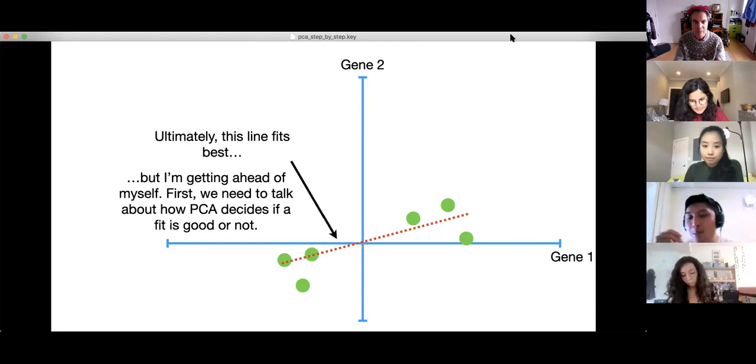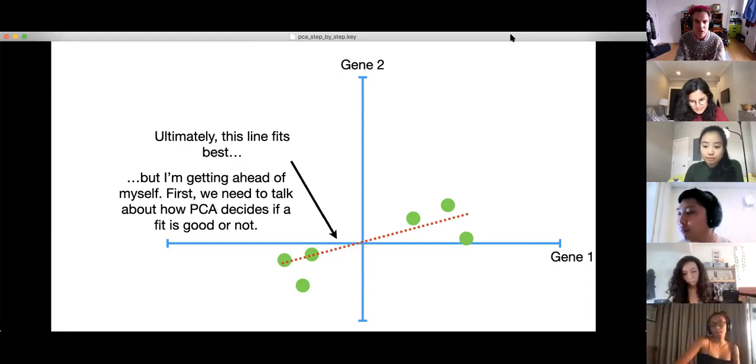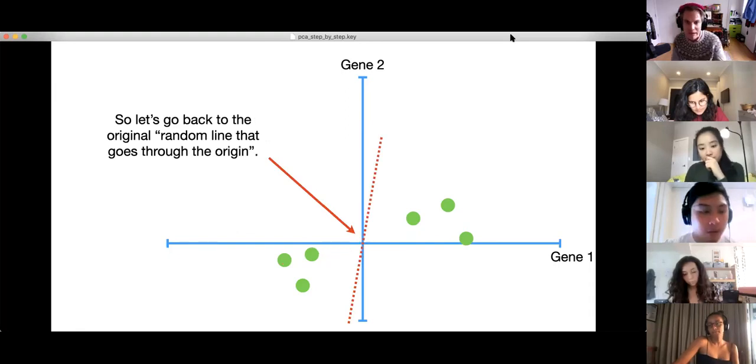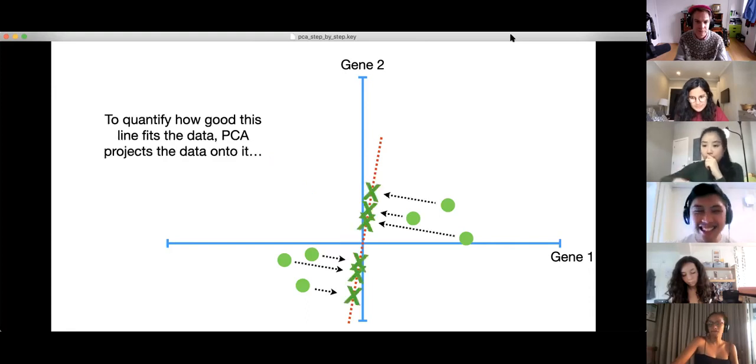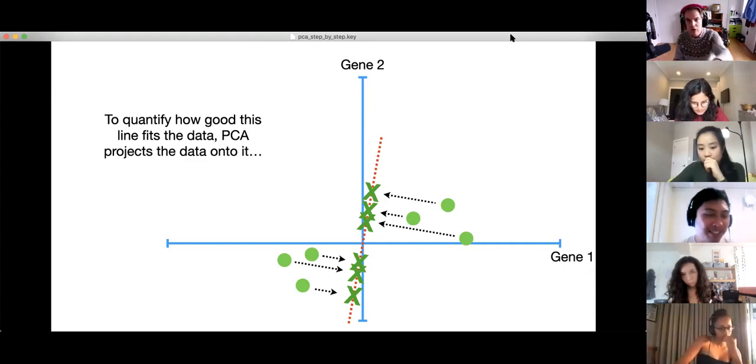But I'm getting ahead of myself. First, we need to talk about how PCA decides if a fit is good or not. So how do we even define what best is? So let's go back to the original random line that goes through the origin. And now we're going to talk about how to quantify how good this line fits the data. So what PCA does is it projects the data onto it. So we project it onto the line, and you'll notice that these projections are perpendicular to the line.